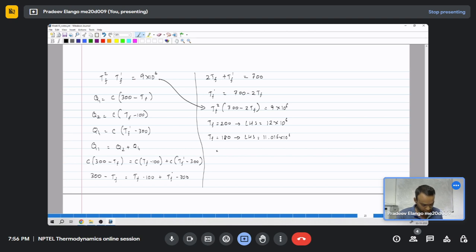So then I try with 150, then we get LHS equal to 9 into 10 power 6. So that is the correct value because that is same as RHS. So now TF is found to be 150 Kelvin. Then we can calculate TF dash, that is 700 minus 2 into TF, that is 2 into 150, and that will be 400 Kelvin.